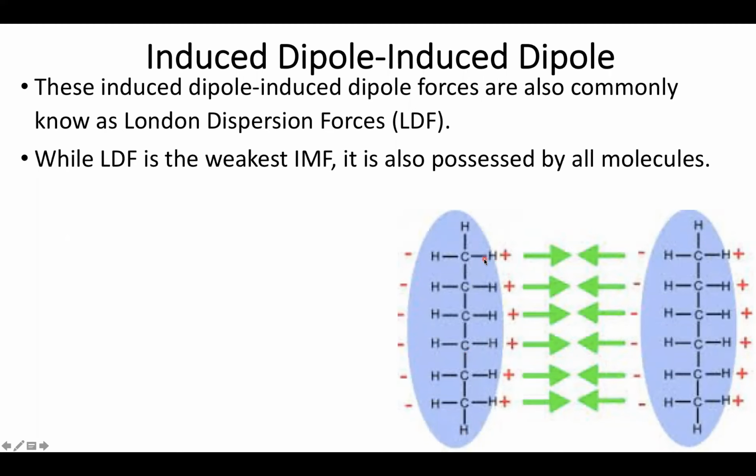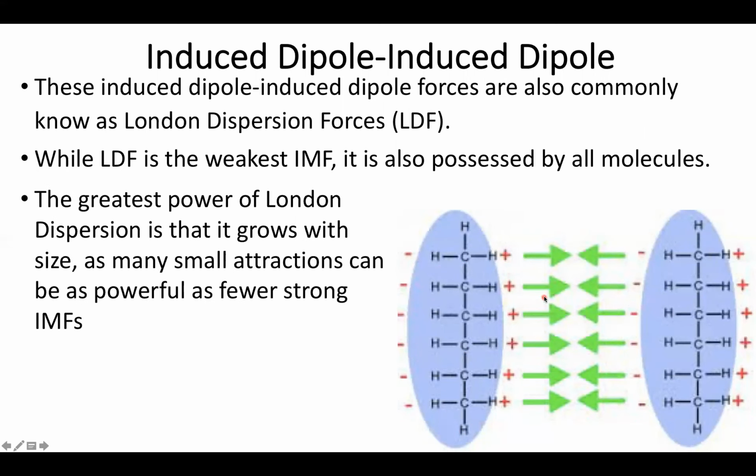There is no net dipole on a carbon-hydrogen bond, but I can make the electrons shift away from one side and towards the other. Now, if I've got a nearby carbon chain, well, the negative charges will now be attracted to the positive charges, and this will bring the two molecules together. And this really helps lead to the greatest power of these London dispersion forces, or dispersion forces, is because they're ubiquitous and everybody has them.